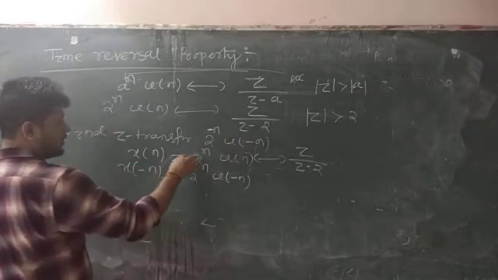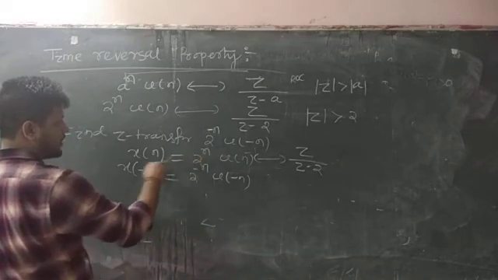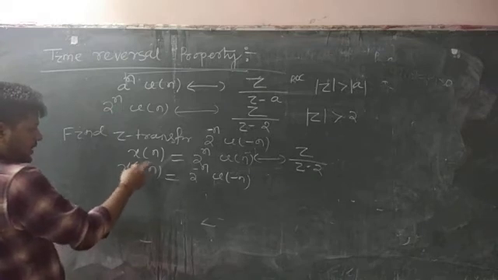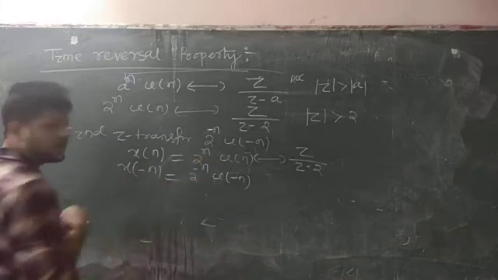So how do I get 2 to the power minus n u of minus n? Because if I replace this minus n with plus n, then this is x of n. And when I put minus n in place of n, that is just time reversal. So each place we have to replace with minus n.